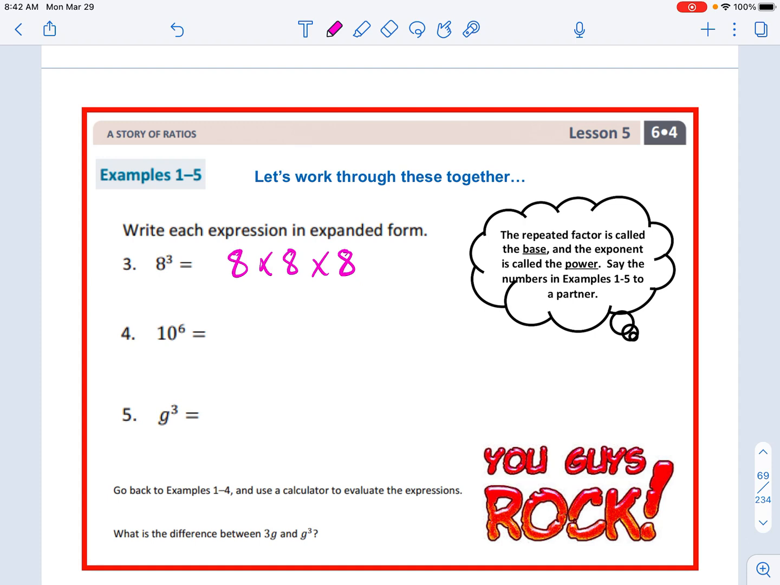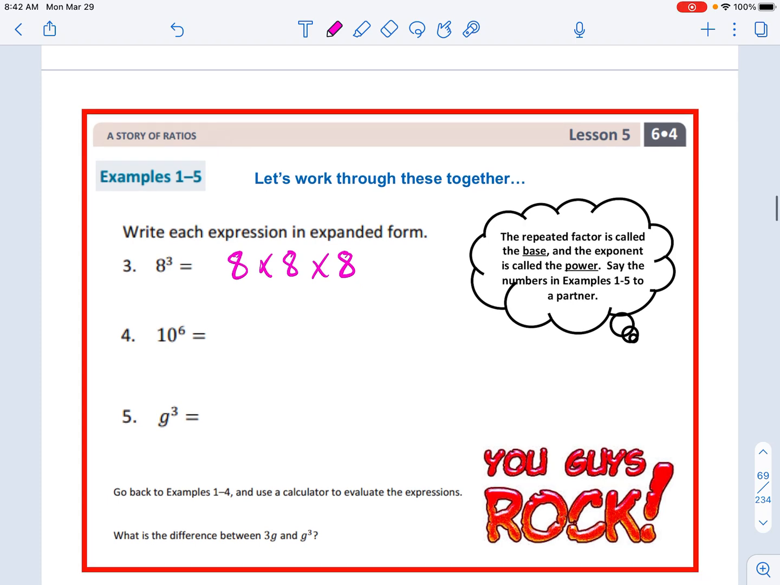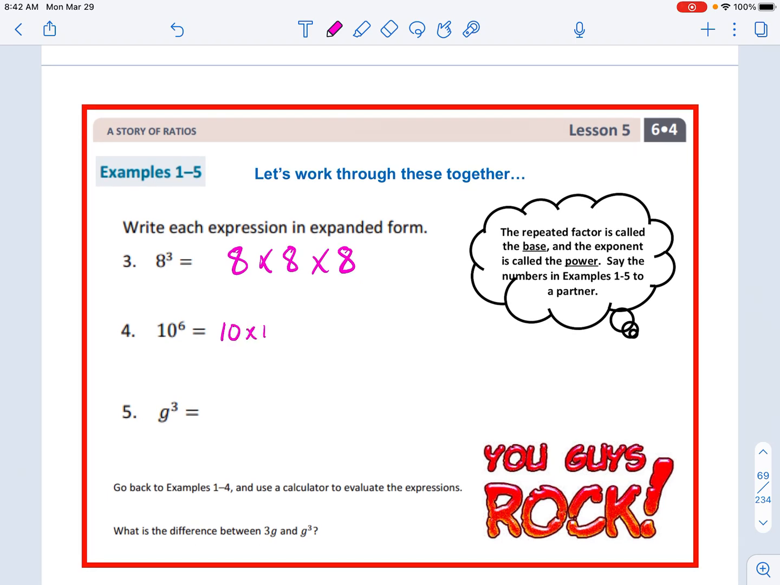So number 4 is 10 to the sixth power, okay? This is 10 times 10 times 10 times 10 times 10 times 10, okay? That is 10 to the sixth power, okay? There's 6 10s there. That means there's going to be 6 zeros. So I already know my answer is going to have 6 zeros. This is going to be equal to 1 million, okay?